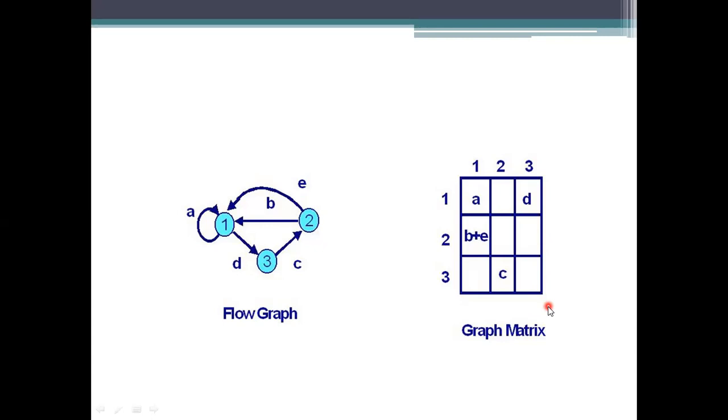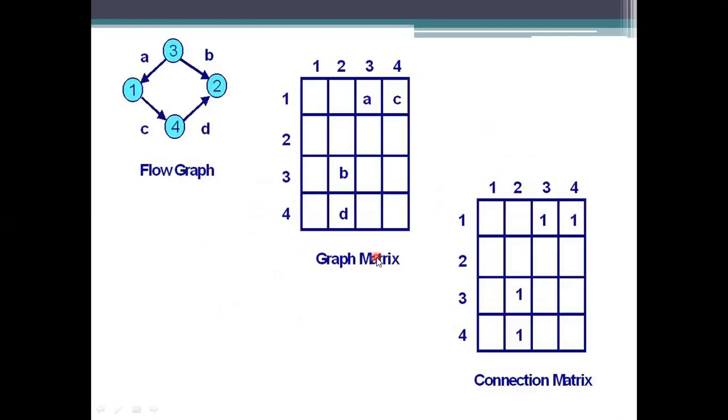Parallel links means we need to use these values here. There are 2 links presented. When we are merging these 2 links, we need to represent the 2 edge values. So it is taken into account as B plus E. And this one has a connection matrix here. This connection matrix has to represent only the value 1 where there is an edge. If not, you need to consider it as a 0.